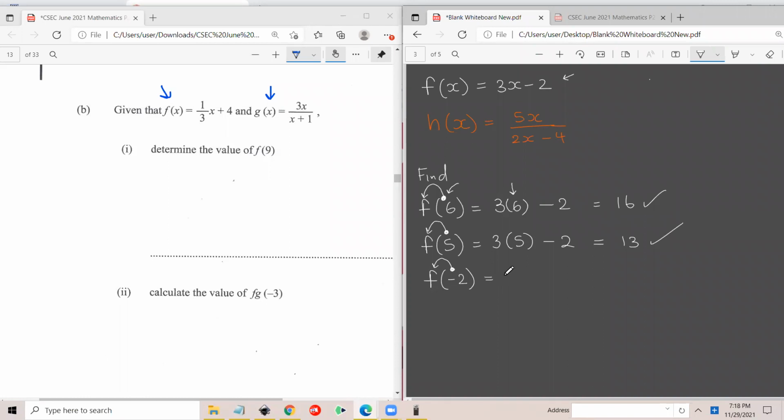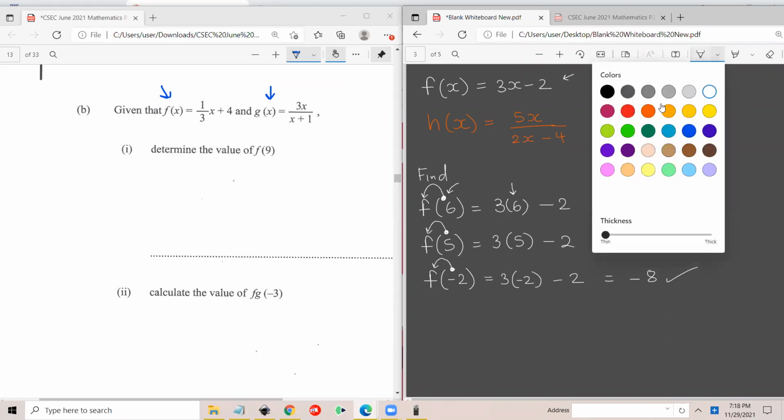Next one, almost the same procedure. We're just replacing the x with minus 2 instead. Nothing wrong with a minus number. 3 by minus 2 is minus 6. Minus 6 minus 2 is minus 8. All right, so that one was pretty easy also.